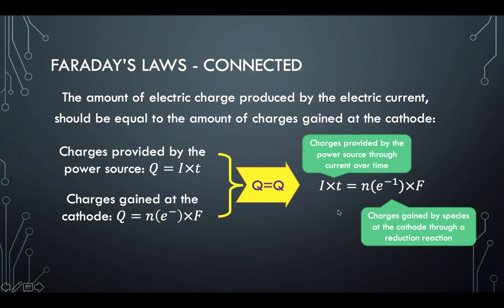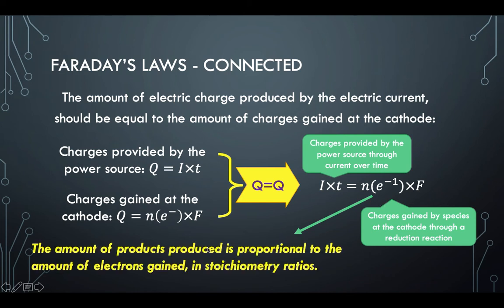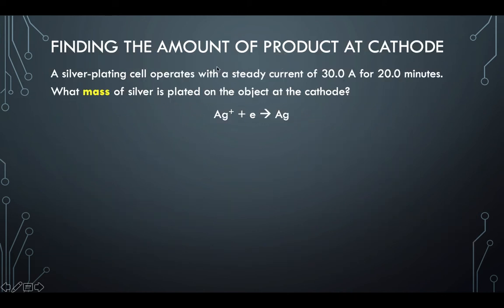How does this link to finding out how much product can be produced in electrolysis? The amount of electrons being gained should be proportional to the amount of products produced at the cathode, according to their stoichiometry ratios. It could be 1 to 1, or 1 to 2, 1 to 3, depending on how many electrons the metal cations can gain. Let's look at one example.